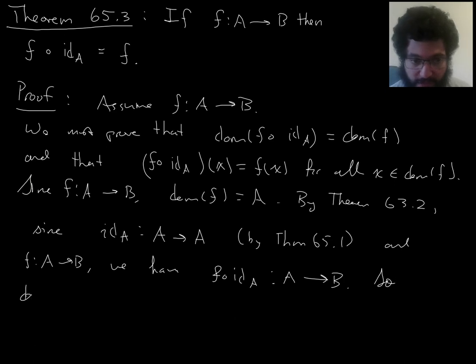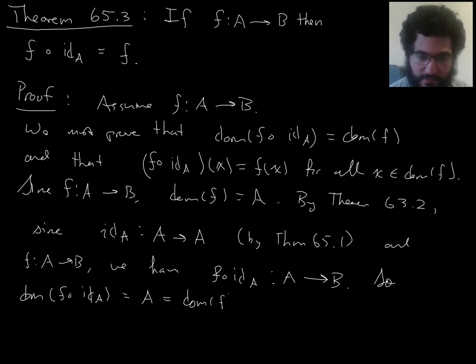So in particular, it's telling us about the domain of f composed with id A, that it's equal to A, first of all, and we already pointed out that that's the domain of f. So we have done one of the two things that we need to do. We've proven that the domains of these two functions match up. Then next we need to prove that the outputs are equal for any given input.